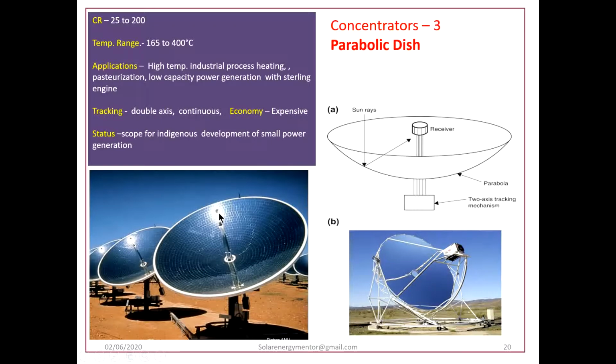Now the parabolic dish collectors come in concentration ratios of 25 to 200. So very high concentration ratios are obtained, and the temperature obtained will also be very high with parabolic dishes. The temperature range is 165 to 400 degrees Celsius. Application: high temperature industrial process heating, pasteurization, low capacity power generation with a Stirling engine.